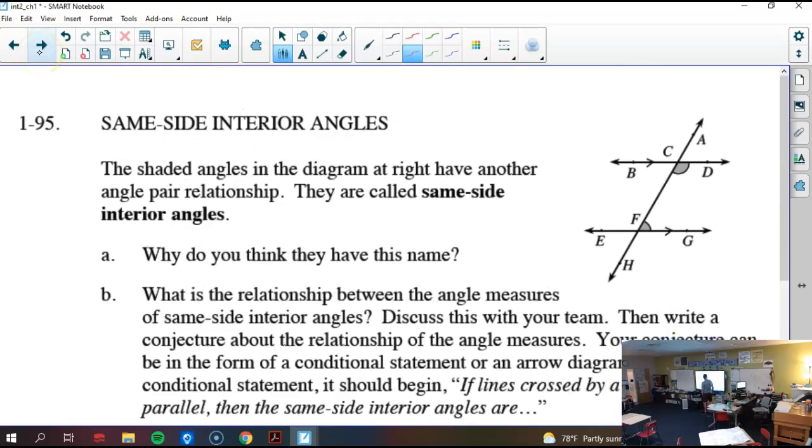What's an arrow diagram? Same side. Is that what that is?